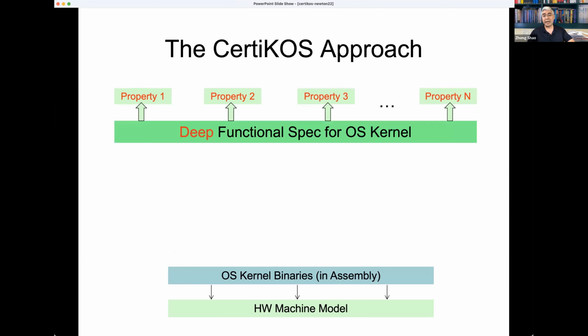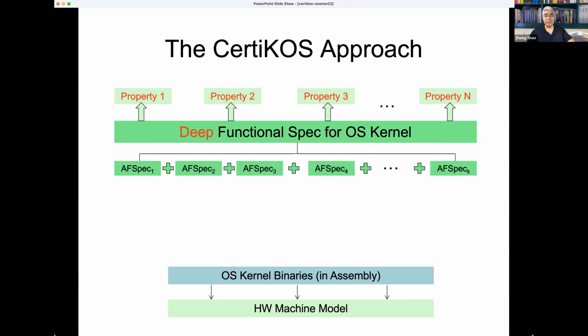So the idea has always been in our group that I want to do the verification of the code once, and then derive all these different properties, like security and liveness, from the spec. To do that, you need a really high quality functional spec, which, borrowing the term, we call a deep functional spec, to mean something that captures pretty much everything you want others to see in the kernel binary and the hardware machine model. So that's the philosophy of CertiKOS.